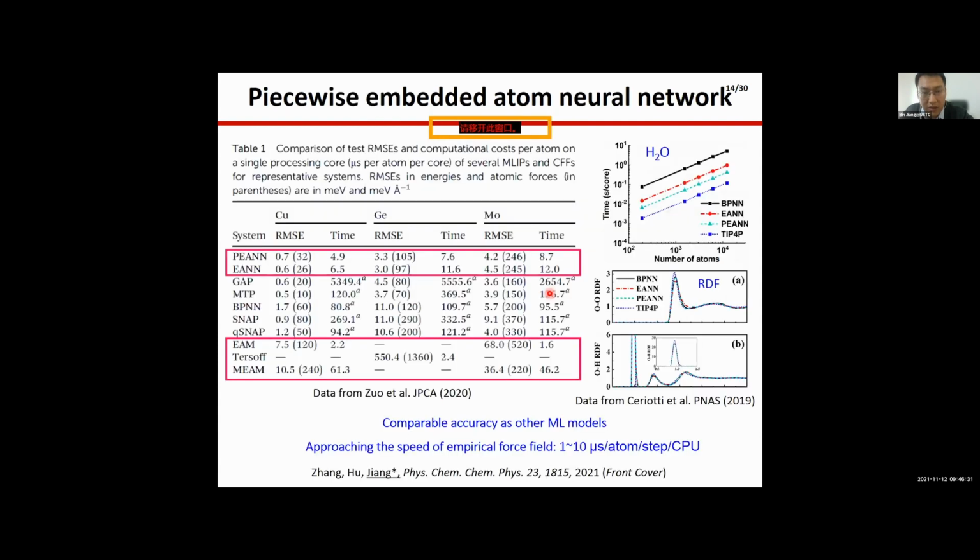According to our tests, our EANN model, or this PN model, is much faster than other popular machine learning potentials when achieving similar or comparable accuracy for the same system using the same data set. And it's already approaching the speed of the empirical force field for those bulk systems, and also for the liquid water system. Here we use the data from other people's work.